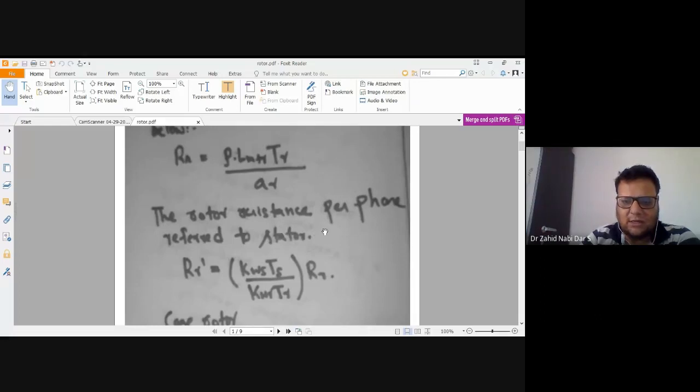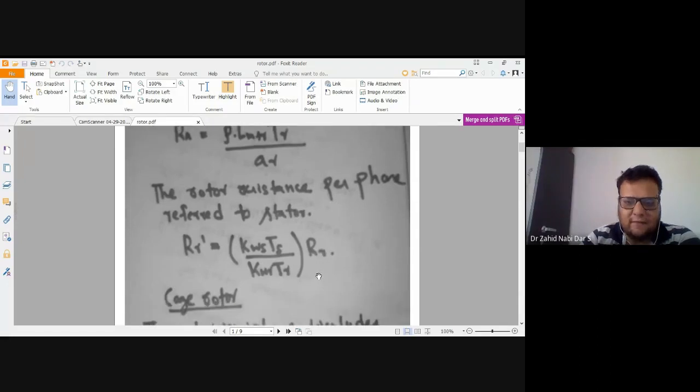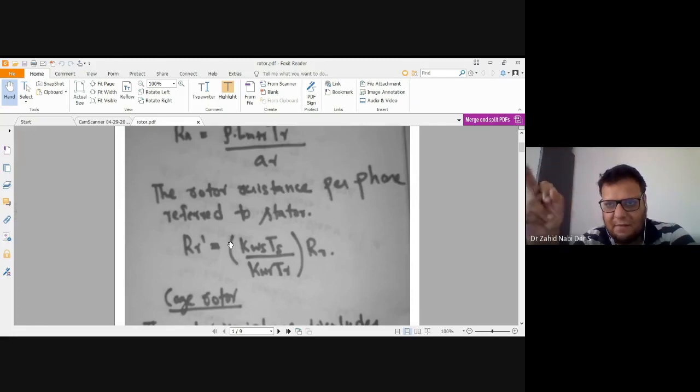From rotor to stator, if you are referring from one side to another side, you know that R dash is equal to KWS TS by KWR TR, times RR, which we have seen in the transformer also. That is nothing but the turns ratio. VP by VS, V primary by V secondary, is equal to N primary by N secondary, is equal to I secondary by I primary. Now you can see this: VP by IP will give you RP, and VS by IS will give you RS. So you can relate RP and RS in terms of VP, VS and IP, IS.